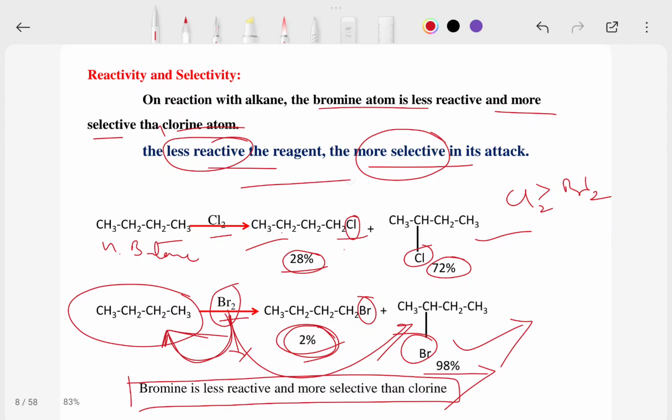That is the reactivity and selectivity of alkanes. Thank you very much.